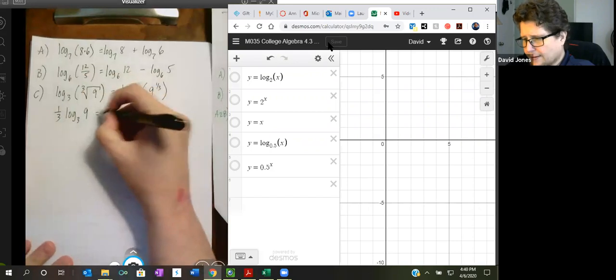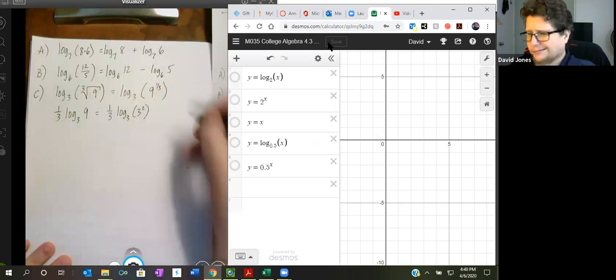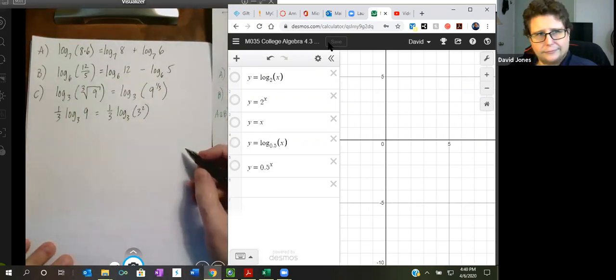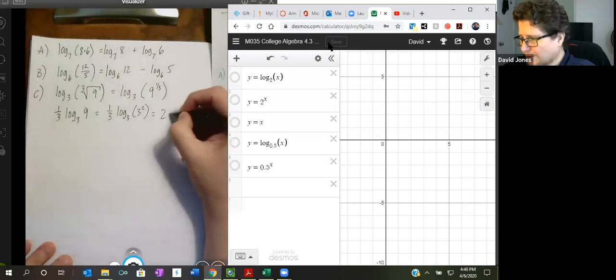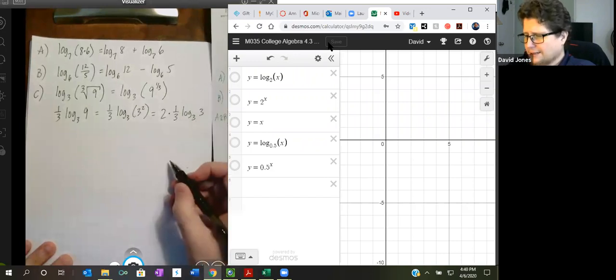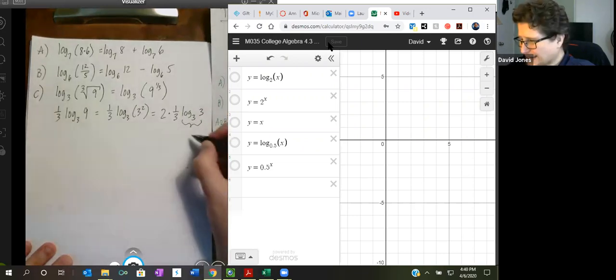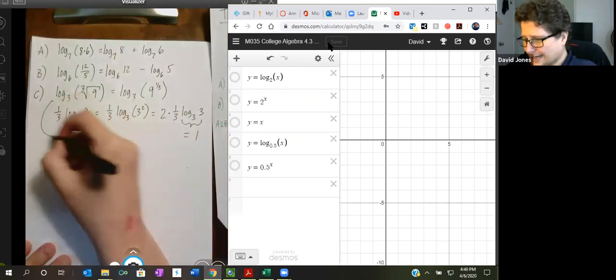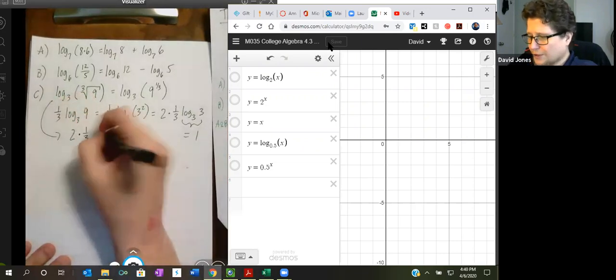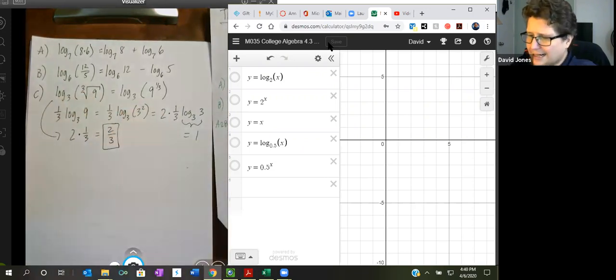But wait, isn't 9 3 squared? Which means I can pull a 2 out front also. And we have log base 3 of 3. But what does that equal? It equals 1. So this whole thing cleaned up to 2 times 1/3, which was 2/3. We didn't even need the logarithm in there when we were done. Now, technically, we don't need the logarithms in the other one. We could put them in a calculator and get a decimal version.